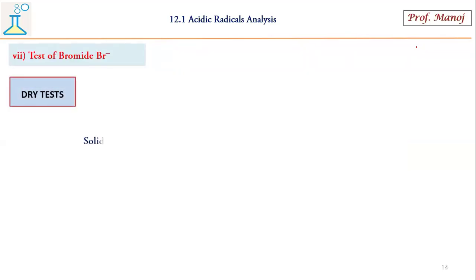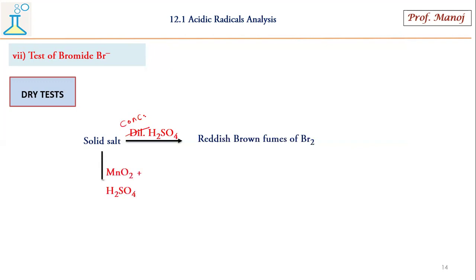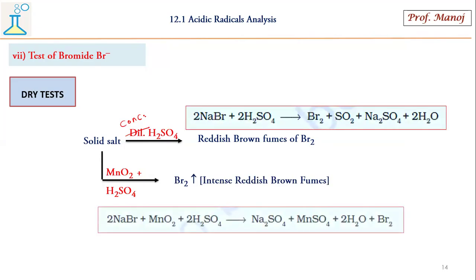So let us come to the tests for bromide. Once again, we do dry tests first. If you take solid salt and treat it with, once again, यहाँ पे correction वही है, concentrated sulfuric acid, you get reddish brown fumes of bromine. And once you treat with a stronger oxidizing agent, you get little more intense reddish brown fumes of bromine. दोनों में product almost similar है, only byproducts are different.